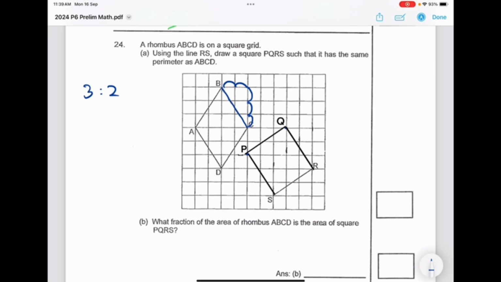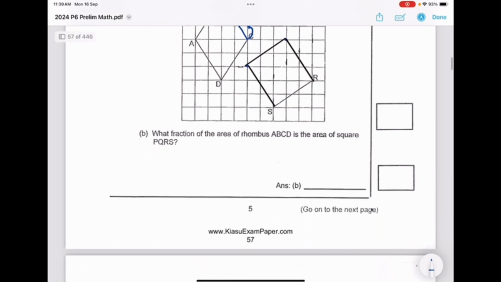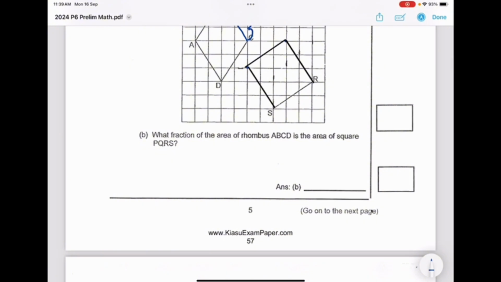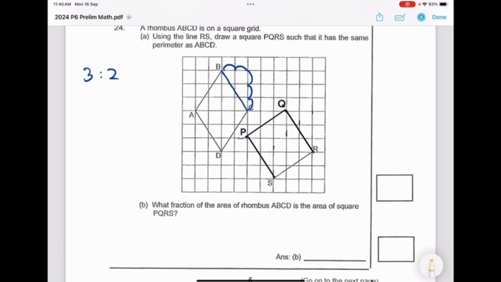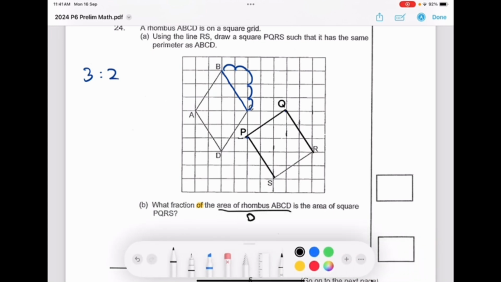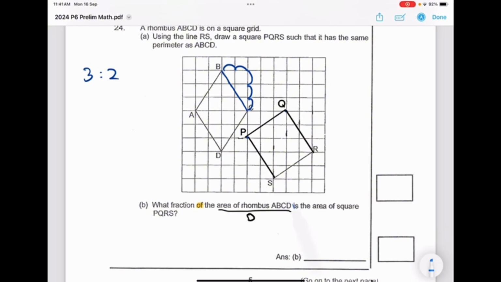Alright, moving on to part B. It says, what fraction of the area of rhombus ABCD is the area of square PQRS? When we are faced with a question like this, I want to bring your attention to two very important words. The first one being of. When we see this word of, we know that the area that follows after is definitely the denominator. And when we see the word is, we know that the area that follows after will definitely be the numerator.